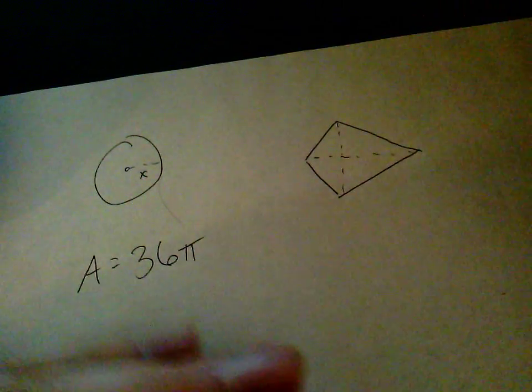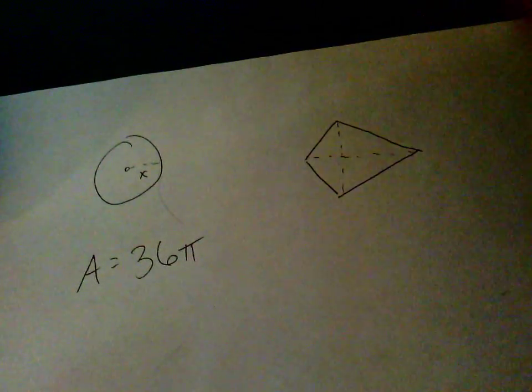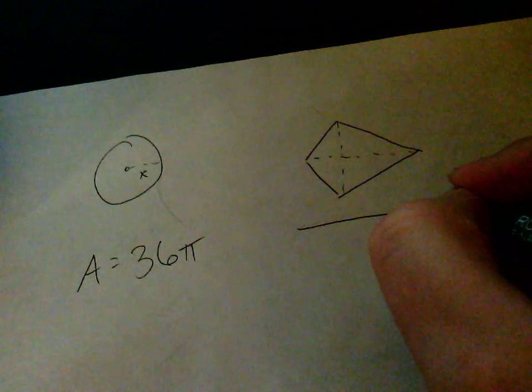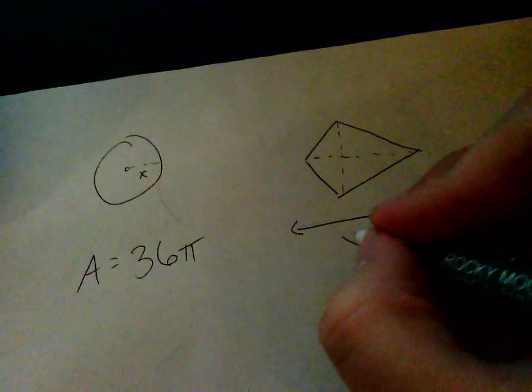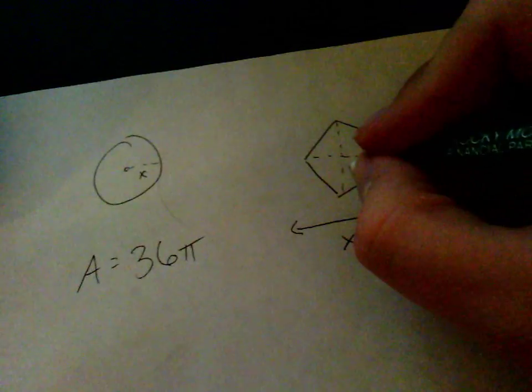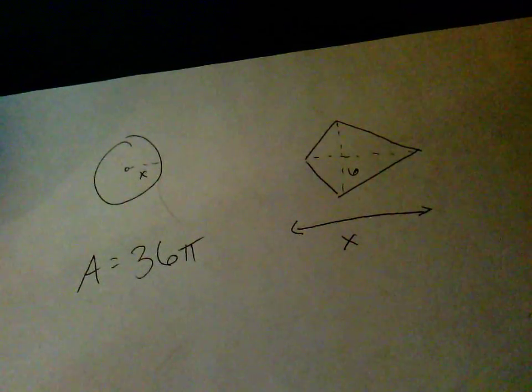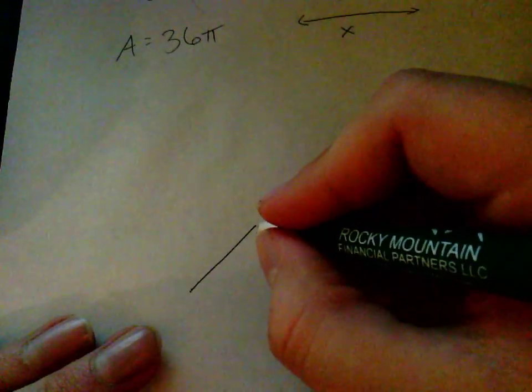Let's say this entire diagonal right here is x, and then let's call this 6 right here. Okay. And then we're going to do one of these harder ones.